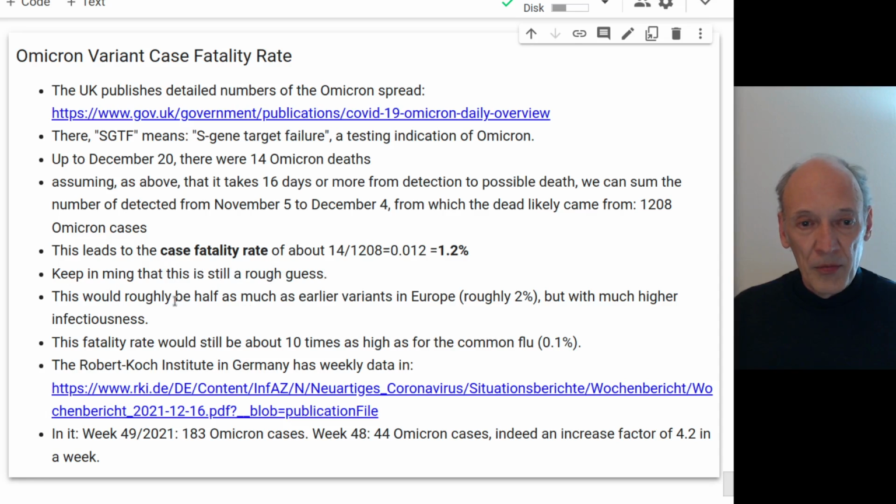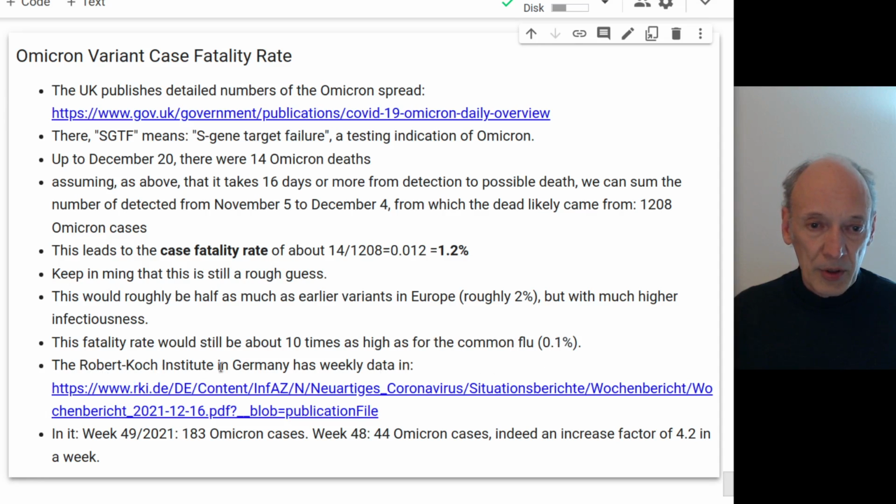This would be roughly half as much as earlier variants in Europe, roughly 2%, but with much higher infectiousness. The fatality rate would still be about 10 times as high as for the common flu, which is about 0.1%.